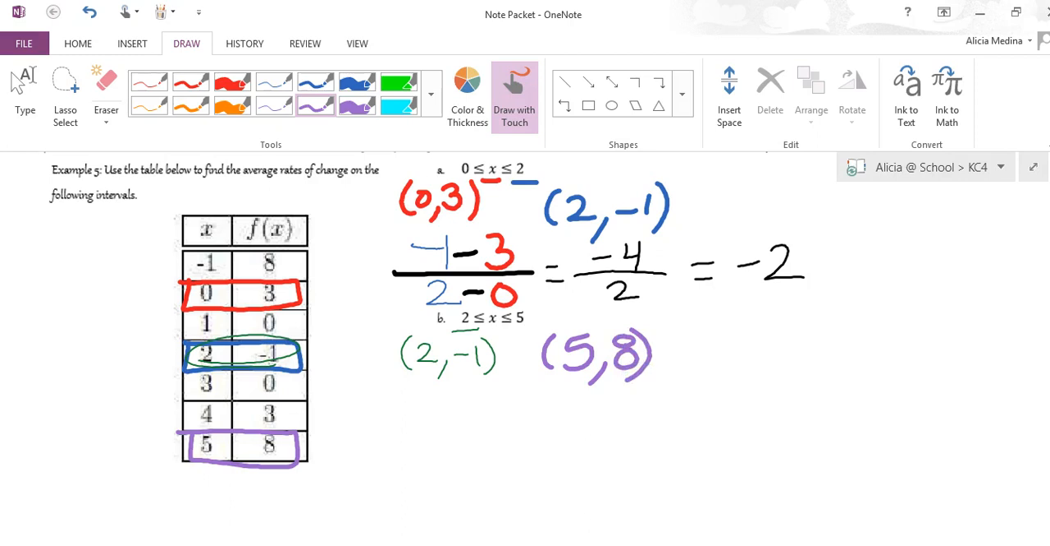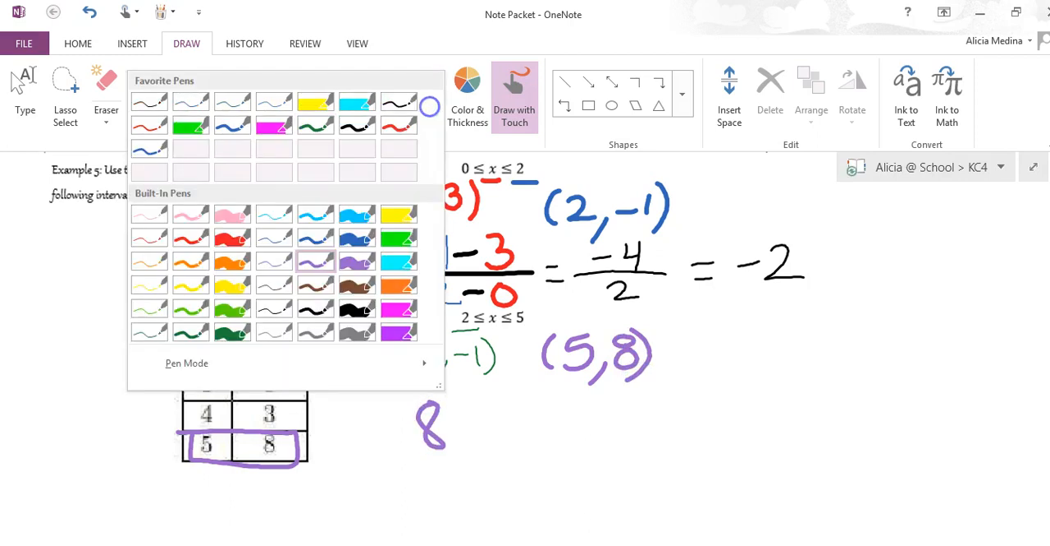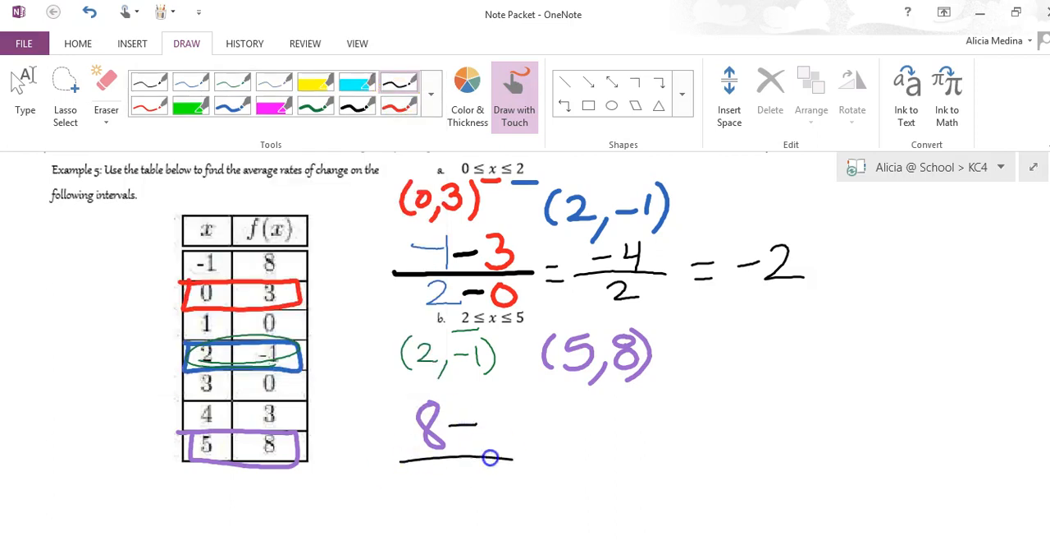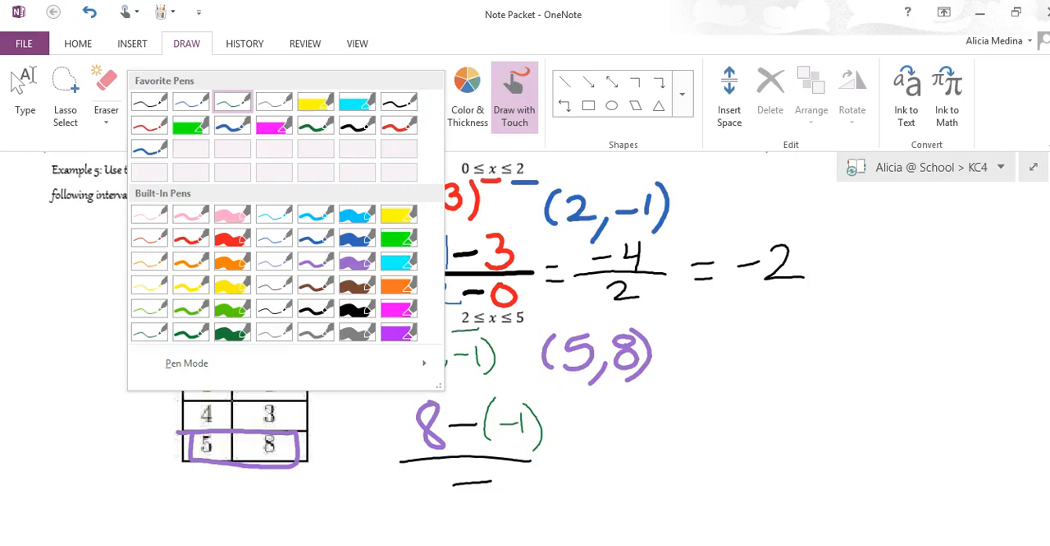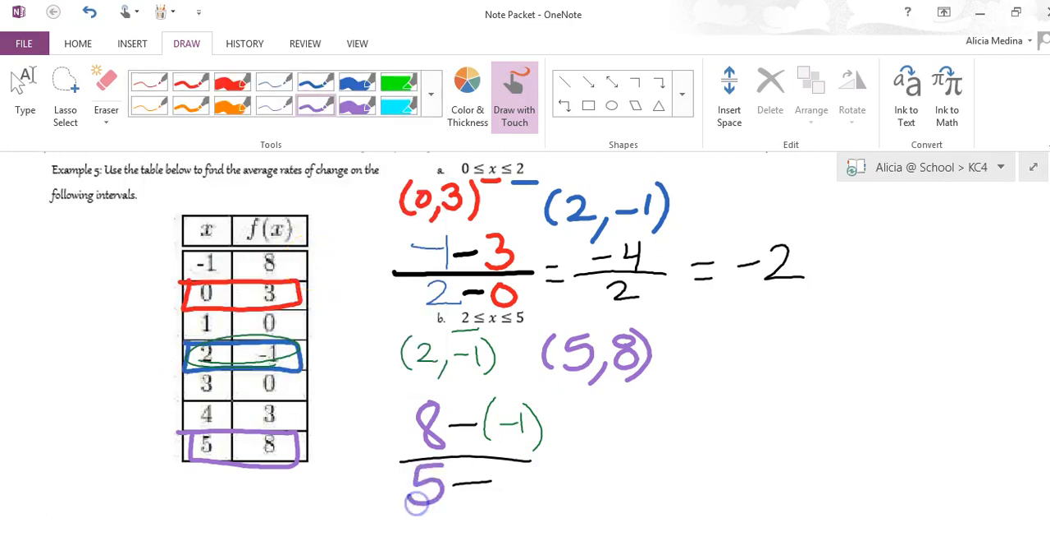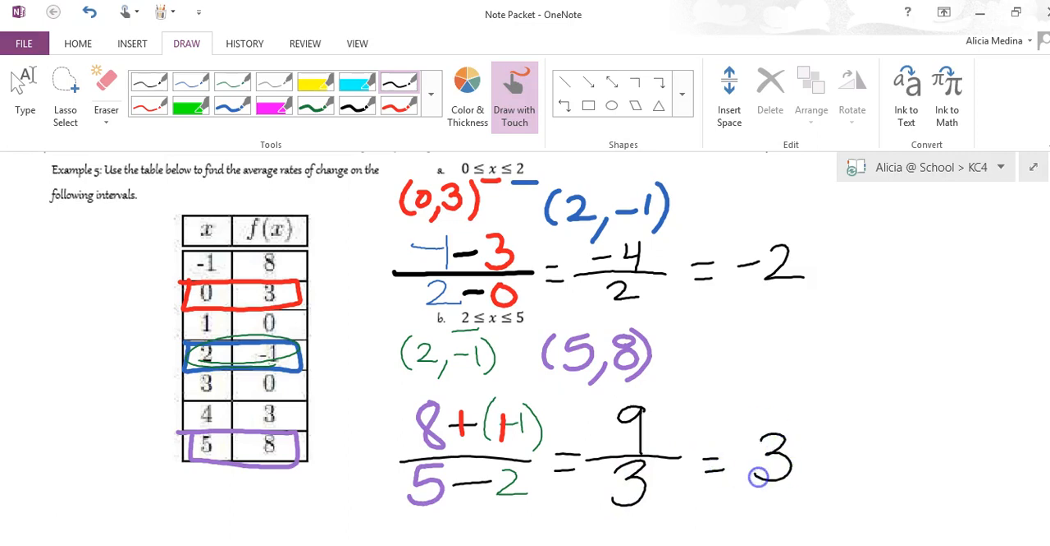Alright, so I'm going to start subtracting. 8 minus, I know I'm going to be subtracting at the bottom as well. So minus that negative 1, go back to my purple, 5 minus 2, and you don't have to color code. Hopefully in a couple of examples you kind of see what I'm doing. Again, double negative here changes to plus a positive. So 8 plus 1 is 9. 5 minus 2 is 3. And 9 over 3 is 3.